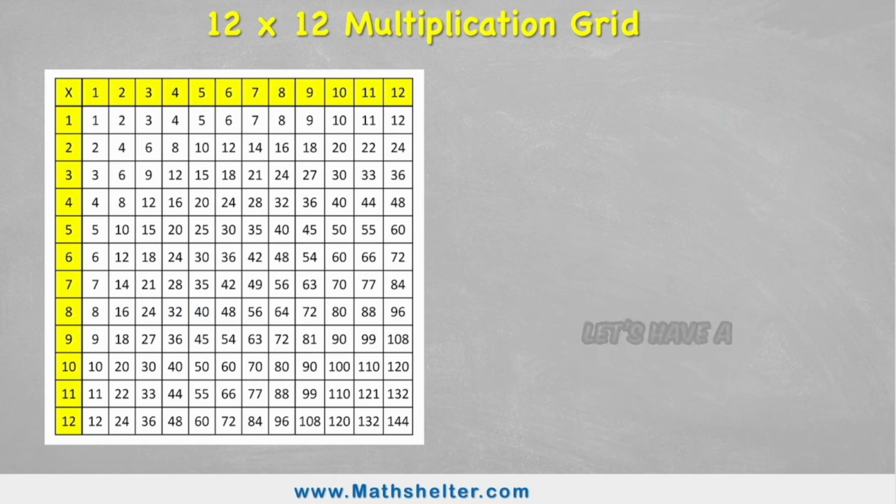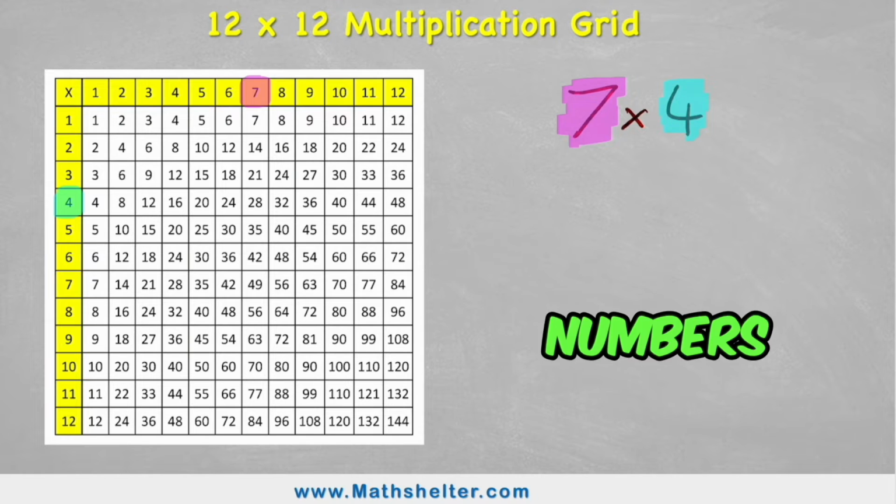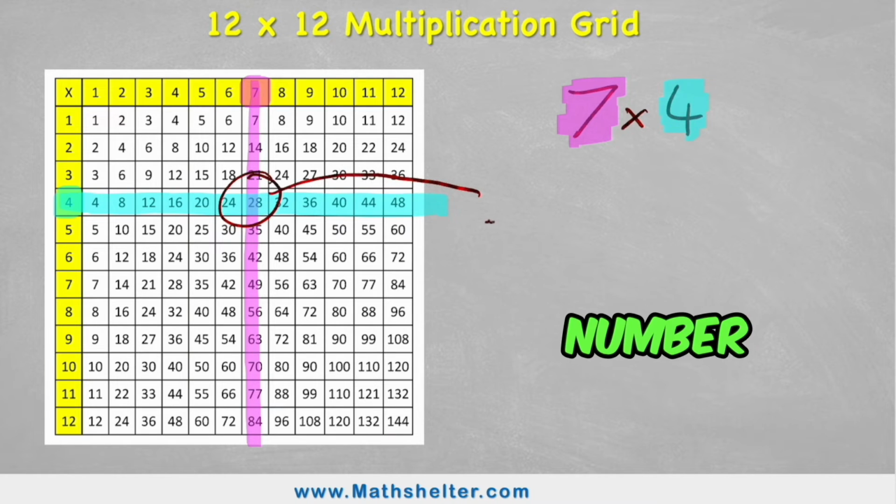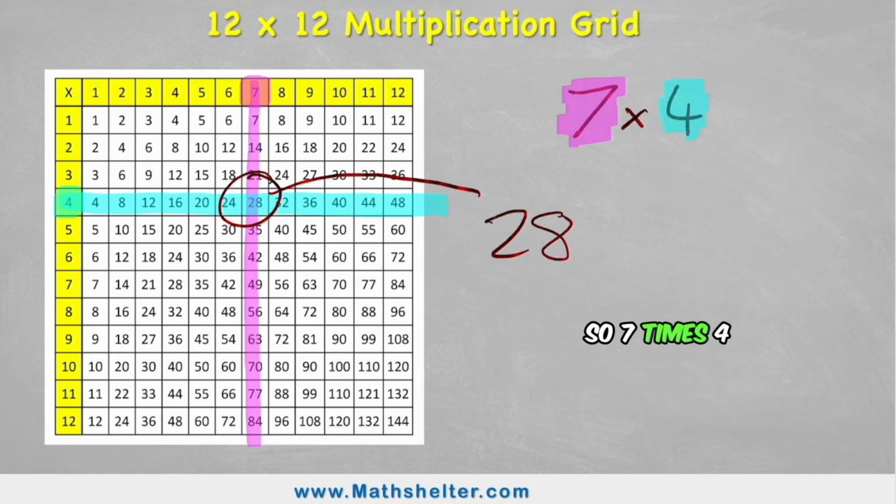Let's look at another question. Let's have a look at 7 times 4. So we're going to do exactly the same process. I'm going to look for my 7 on the top row, and I can see it just here. And I'm going to look for my 4 across this side column, and I can see it just there. And then all I'm going to do is find where these two numbers meet on the grid by drawing my lines and finding out where they cross. And I can see here, this one crosses at the number 28. So 7 times 4 equals 28.